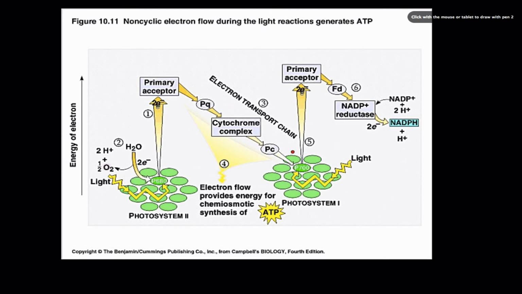And we're going to start with photosystem 2. So what photosystem 2 does is it gets struck by light. The light energizes electrons.